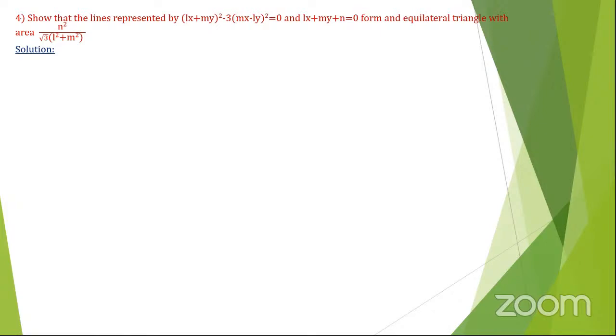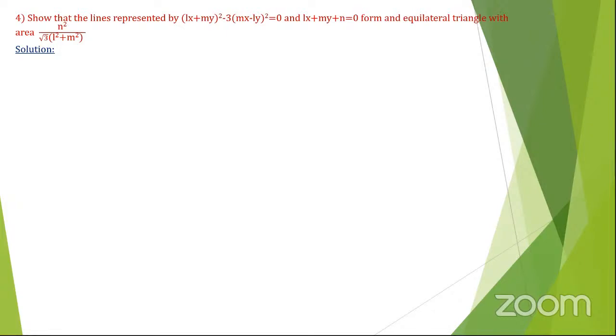Show that the lines represented by Lx plus my whole square minus 3 into mx minus ly whole square is equals to 0 and Lx plus my plus n is equals to 0 form an equilateral triangle with area n square by under root 3 into L square plus n square. So what they have given?